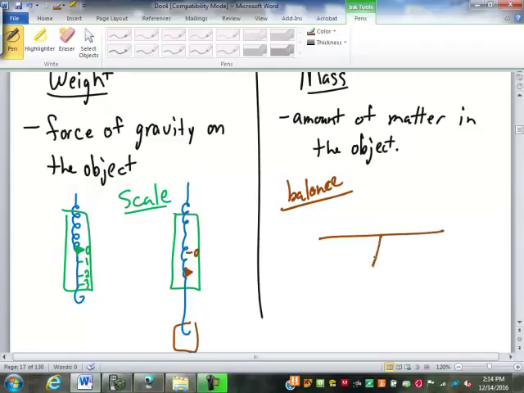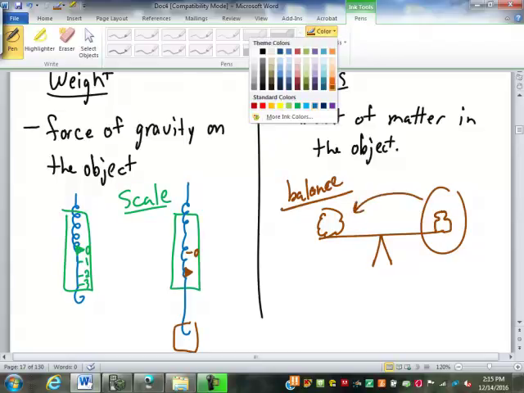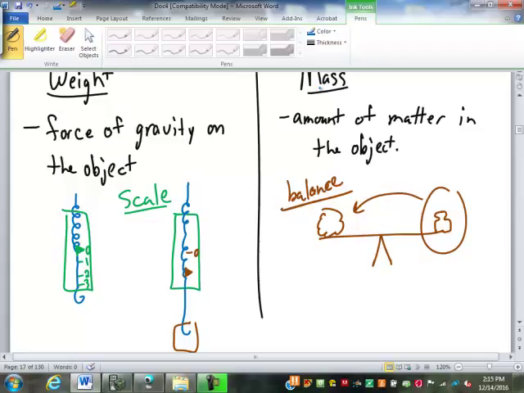So think of a teeter-totter. You put the object we're trying to measure on one end, then we place known masses on the other end until it balances. And once it balances, whatever this mass is equal to the mass of the object we're trying to measure. So you might be wondering, well, that depends on gravity too.